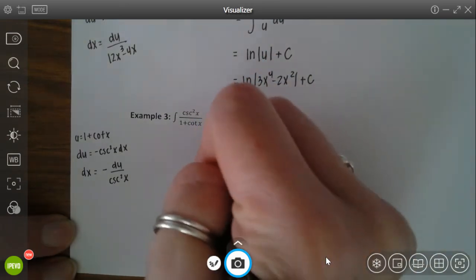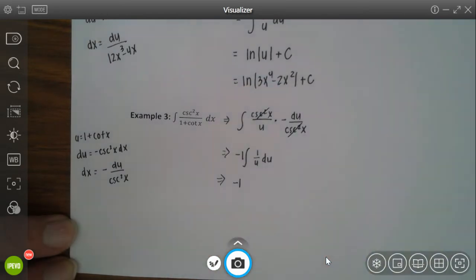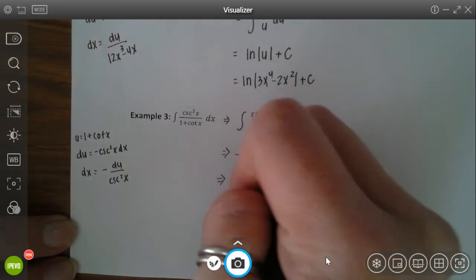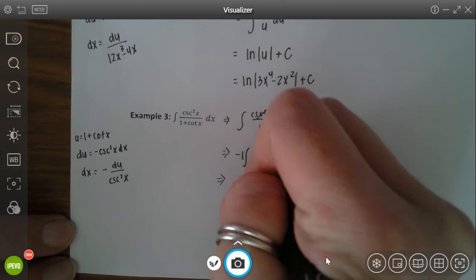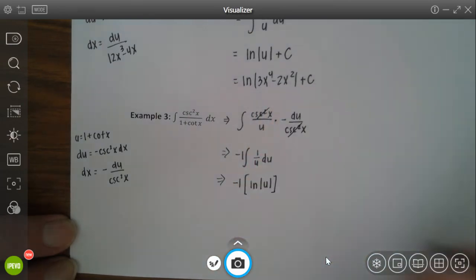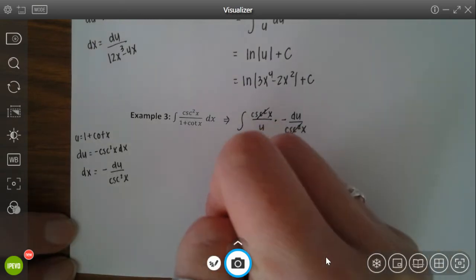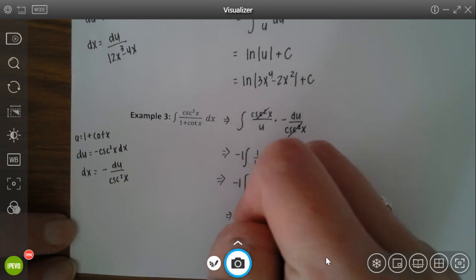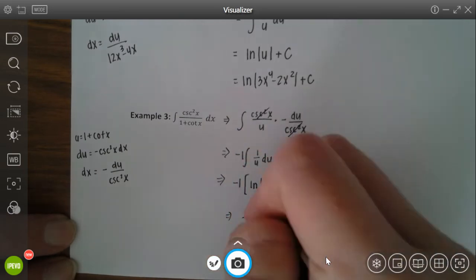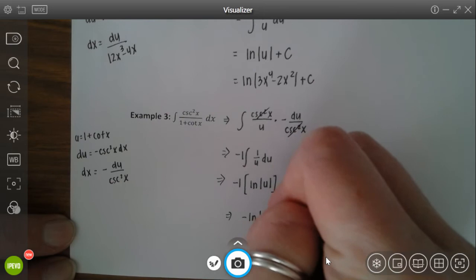So then my integral here is going to be negative 1 times the natural log of the absolute value of u plus c. And then I can replace my u. So negative ln of the absolute value of 1 plus cotangent of x plus c.